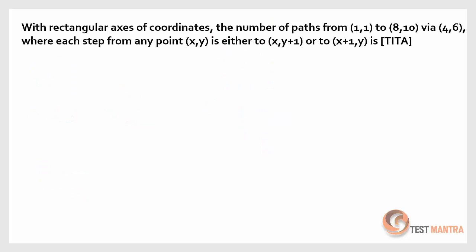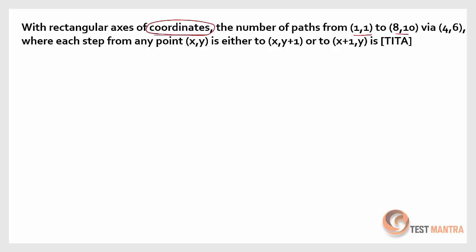The next one seems to be coordinate geometry, because they have used the term coordinate here and some coordinates in this. With a rectangular axis of coordinates, find the number of paths from 1,1 to 8,10 via 4,6, where each step from any point x,y is either 2x, y plus 1 or 2x plus 1, y.